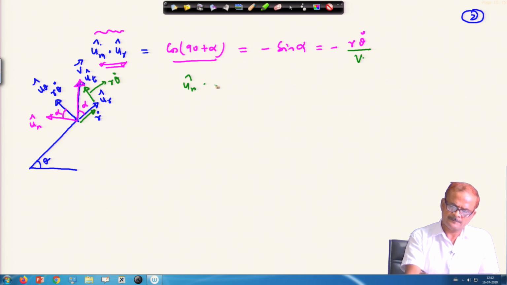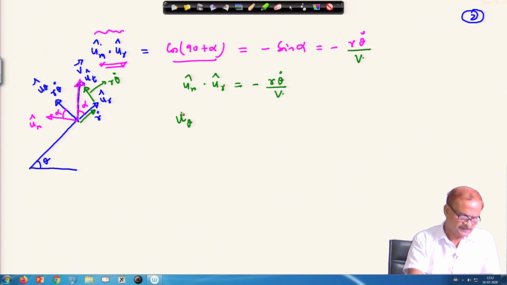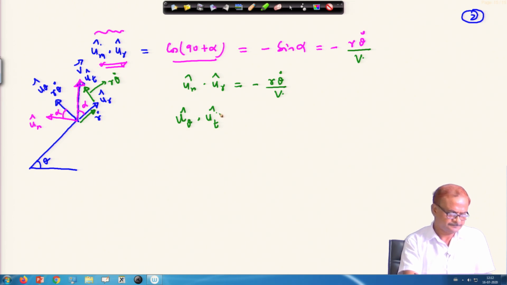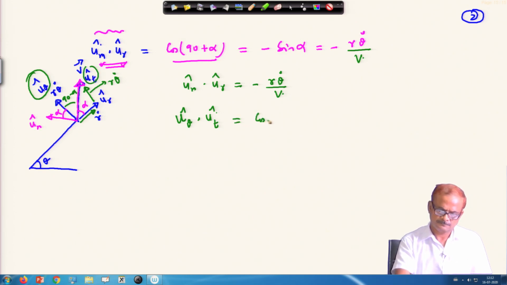So, therefore, u n cap dot u r cap is minus r theta dot divided by V. Similarly, we have u theta cap dot u t cap. u theta is this vector here and u t cap is this vector here. So, this angle is 90 minus alpha, and therefore this becomes cos of 90 minus alpha, equal to sin alpha, which we can simply write as r times theta dot divided by V.